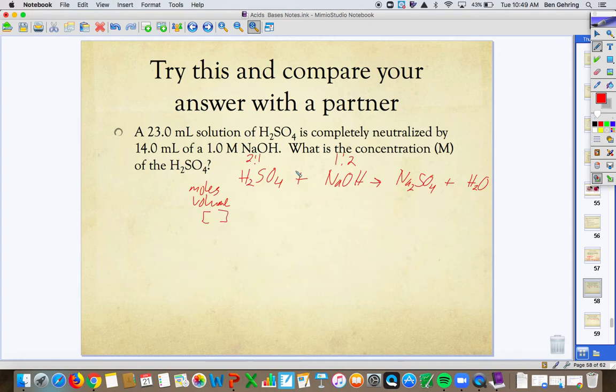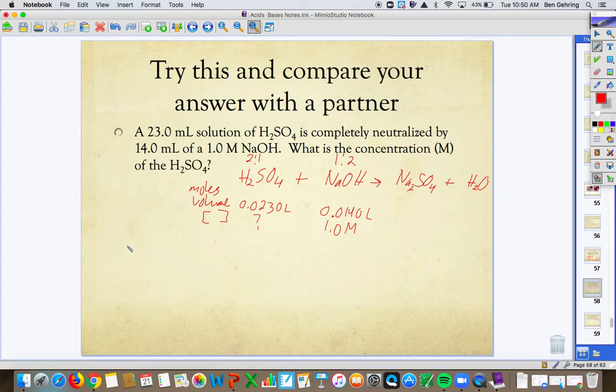So with my solutions, I know that I have 23 milliliters of sulfuric acid. So I'm going to make that in liters right now. 0.0230 liters. Sodium hydroxide, I have 14, so it's going to be 0.0140 liters. And I know that my concentration is 1.0 molar. Okay, so now I'm looking for this. My end result, I need the concentration there.